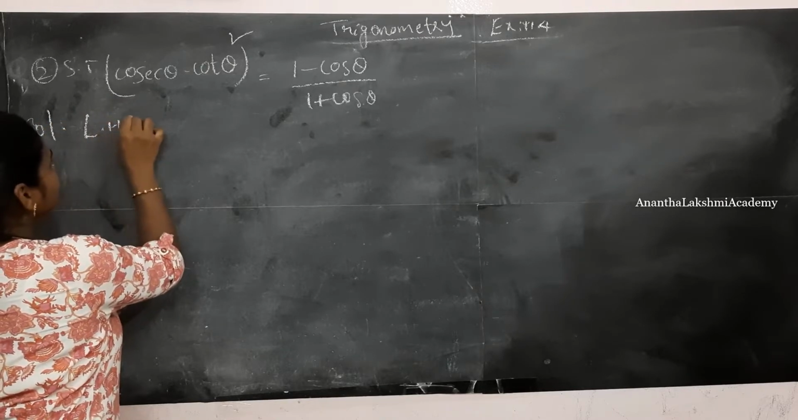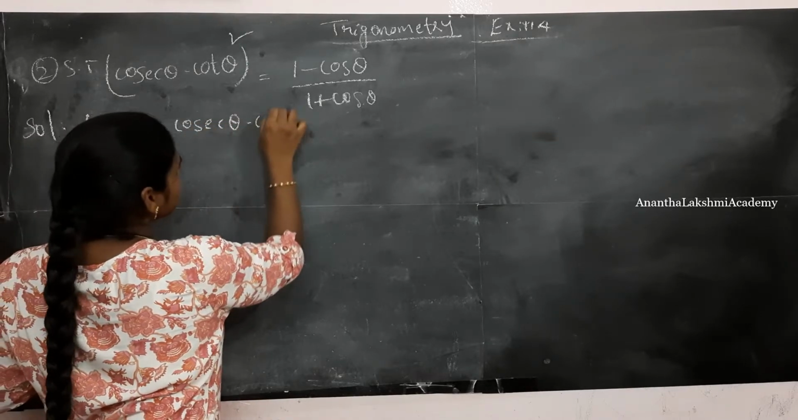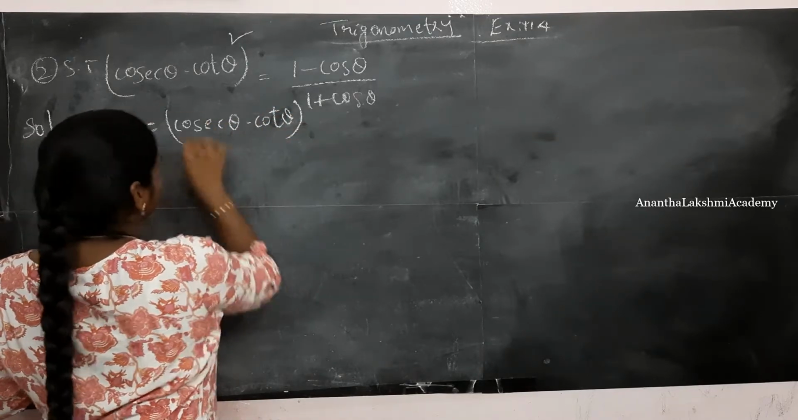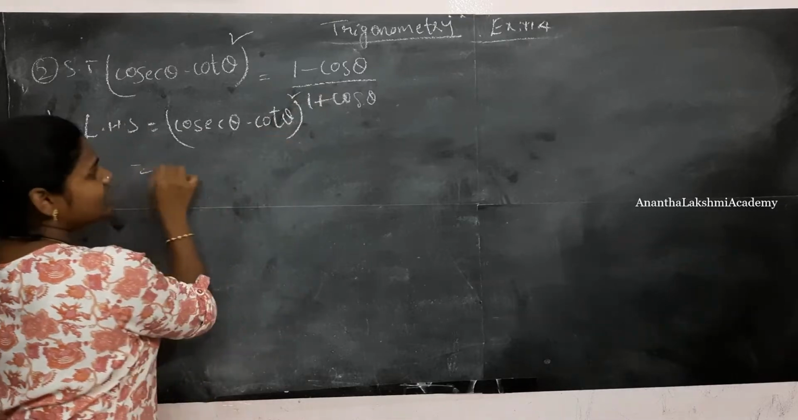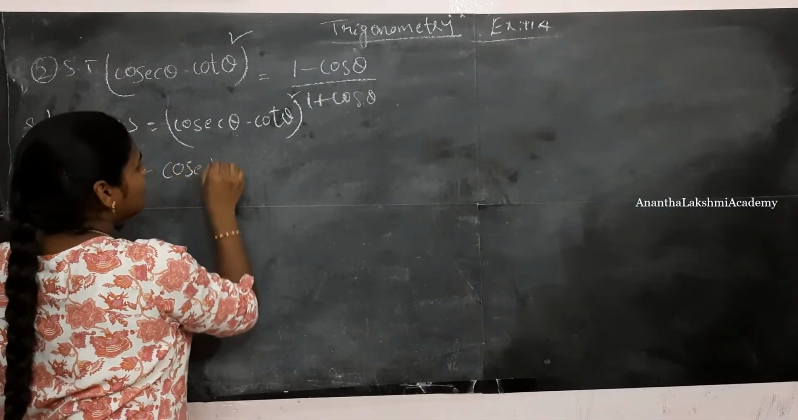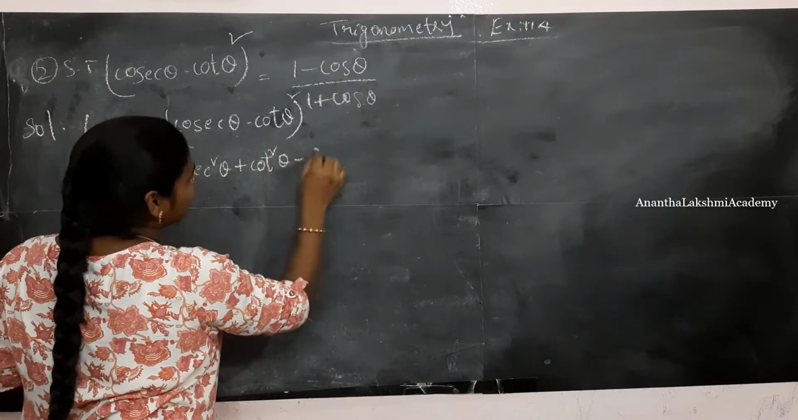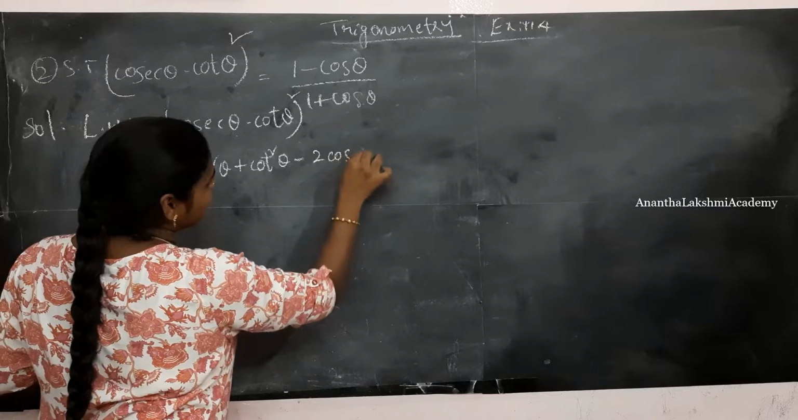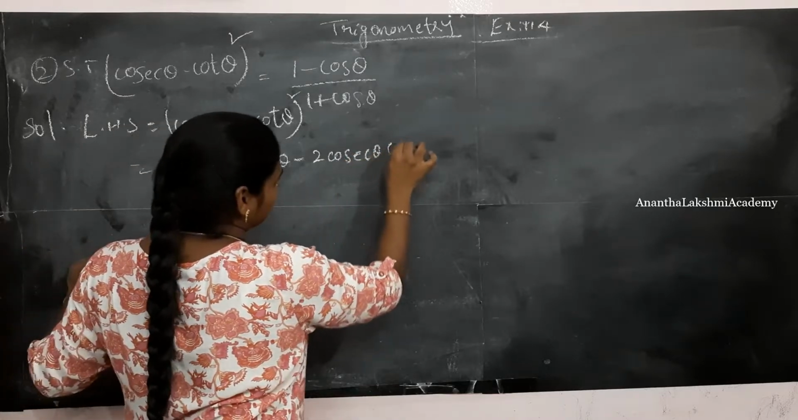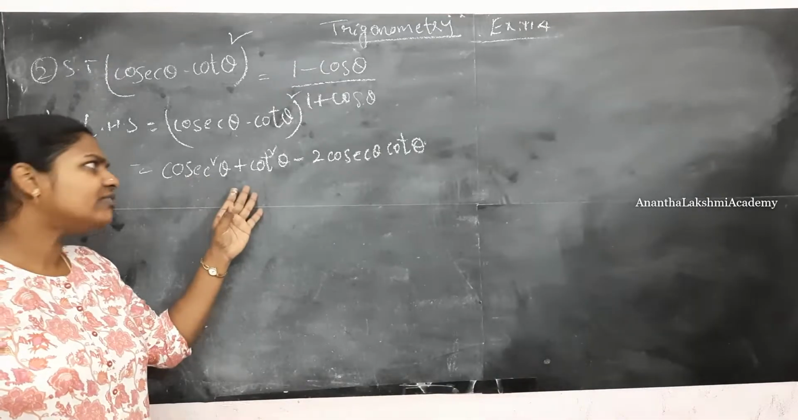LHS is equal to cosecant theta minus cot theta whole square, right? So what is this? A minus b whole square. Expand this. Cosecant square theta plus cot square theta minus 2 cosecant theta cot theta. So this is where we have reached.